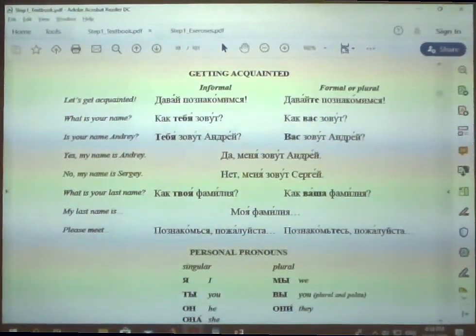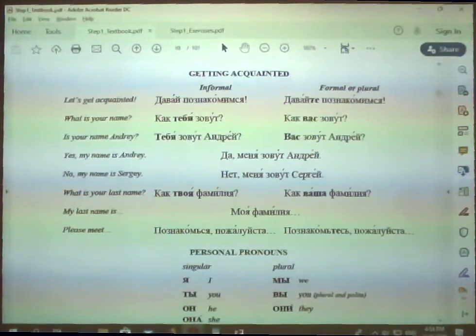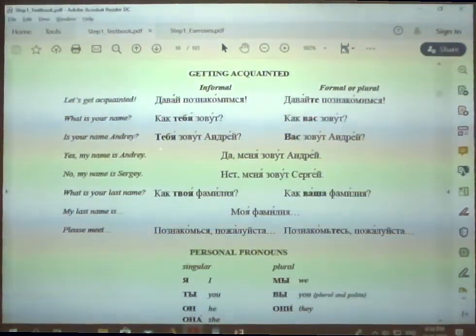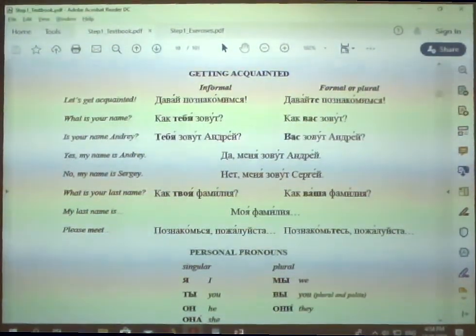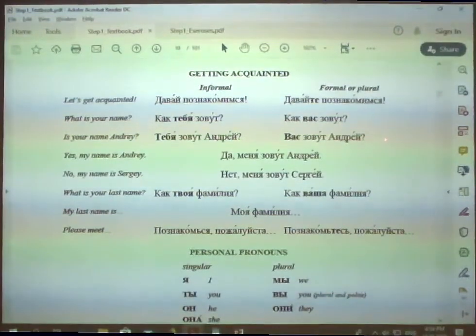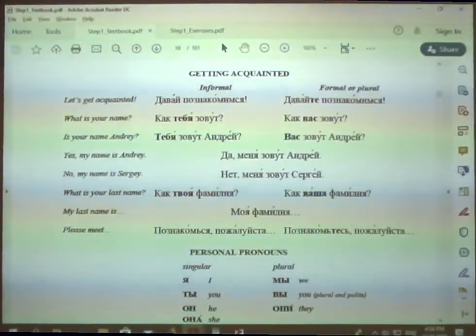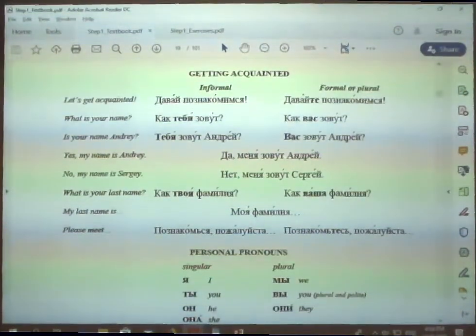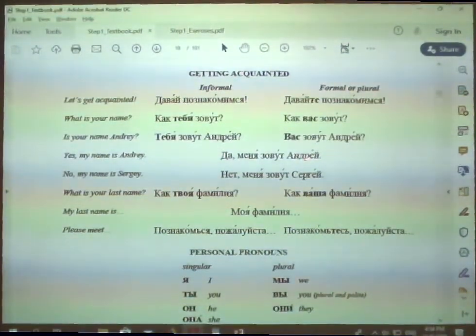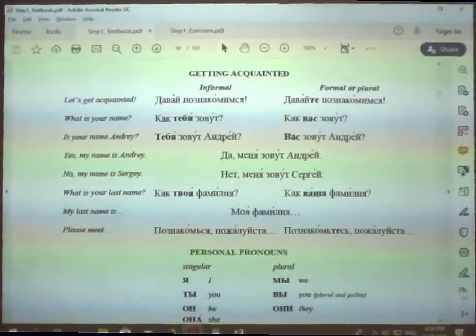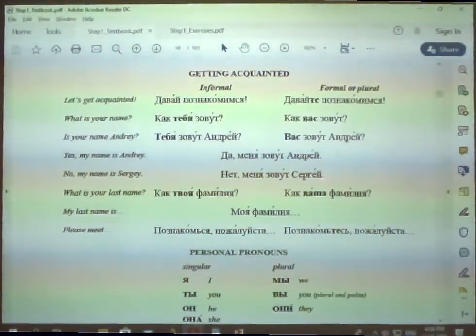Or if you think that you know someone's name but you're not sure, you can ask like this. Тебя зовут Андрей, or вас зовут Андрей. If the person's name is Andrei, he answers, да, меня зовут Андрей. But if the person's name is not Andrei, he answers, нет, меня зовут Сергей.